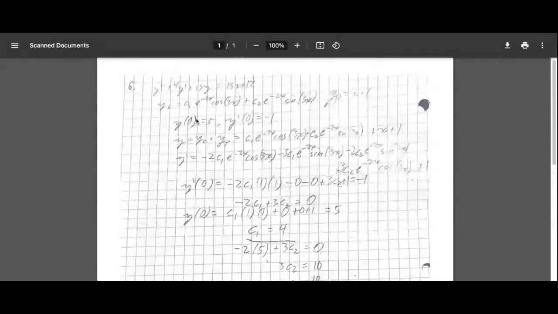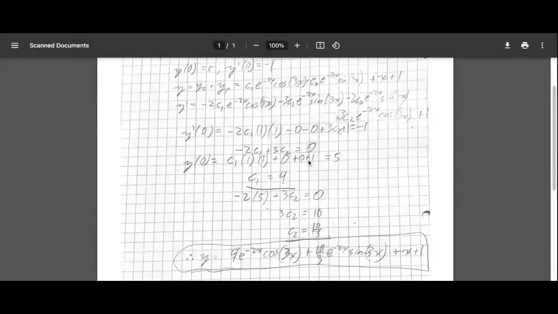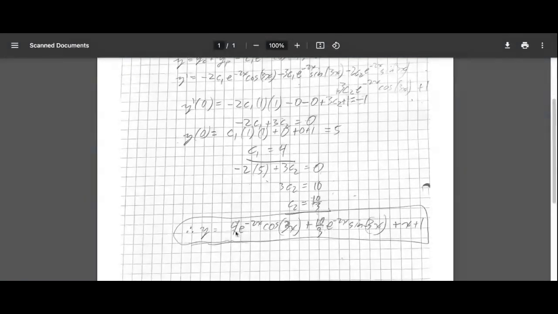And then we can just plug in 0 for the original y equation, which is the combination of y_c plus y_p again. Then we get this equation right here where it's basically just c1 plus 1 equals 5, so c1 equals 4. We could solve the system of equations by plugging in c1 over here. I just realized I made a mistake. I put a 5 instead of a 4 inside there. So the actual solution should be 8 over 3. And so here's our final solution, y equals 4 e to the negative 2x cosine 3x, plus 8 over 3, not 10 over 3, e to the negative 2x sine 3x, plus x plus 1.